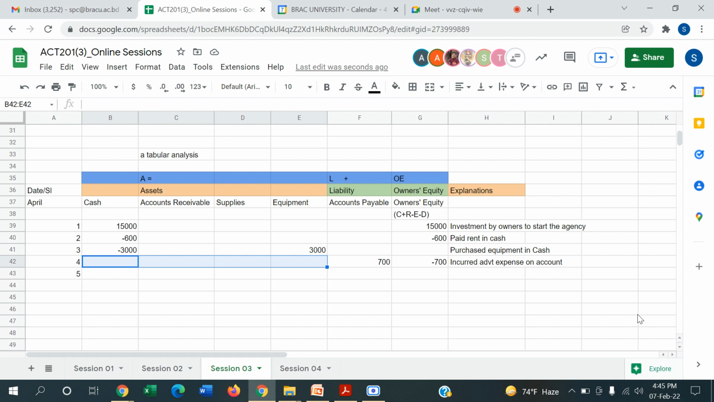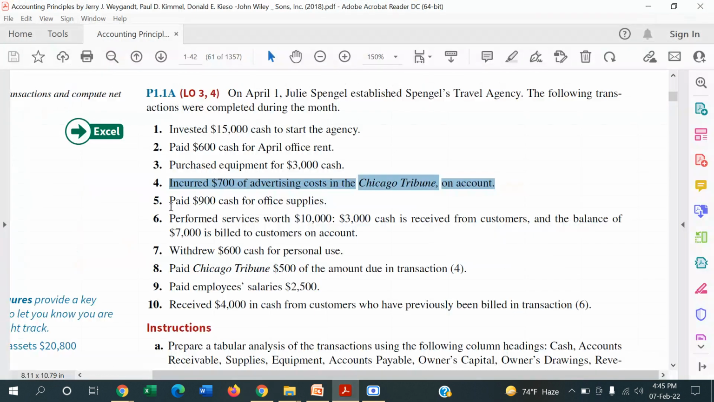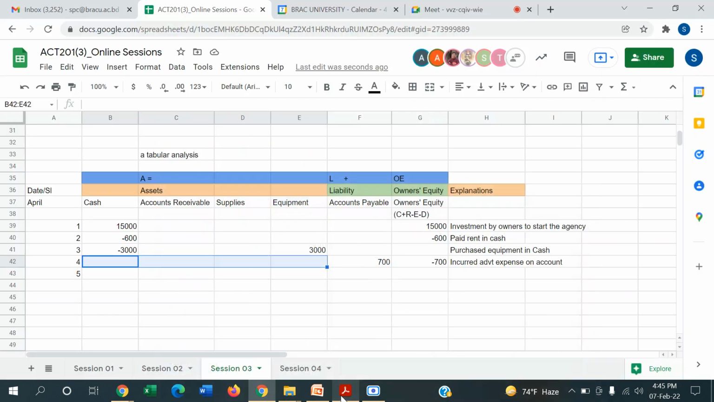Have you got it? Yes, sir. Cool. Number 5, paid 900 cash for office supplies. Look at the rough work you have done. Now tell me. Cash decreased by 900, and supplies will increase by 900. Excellent.